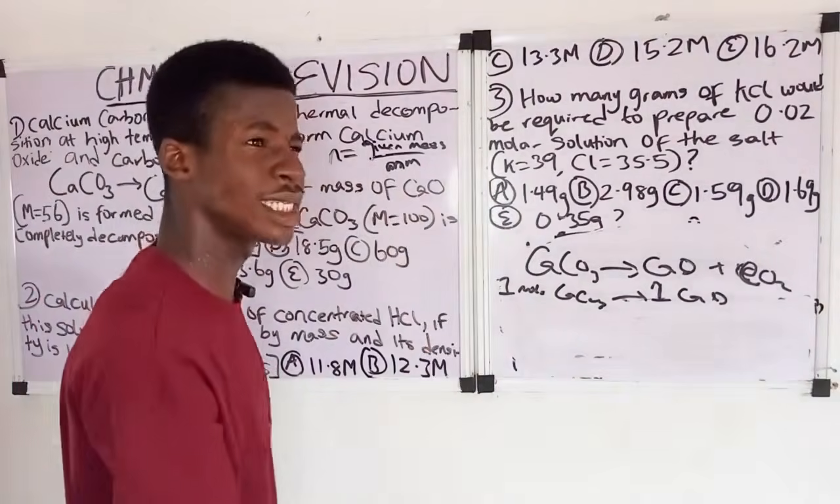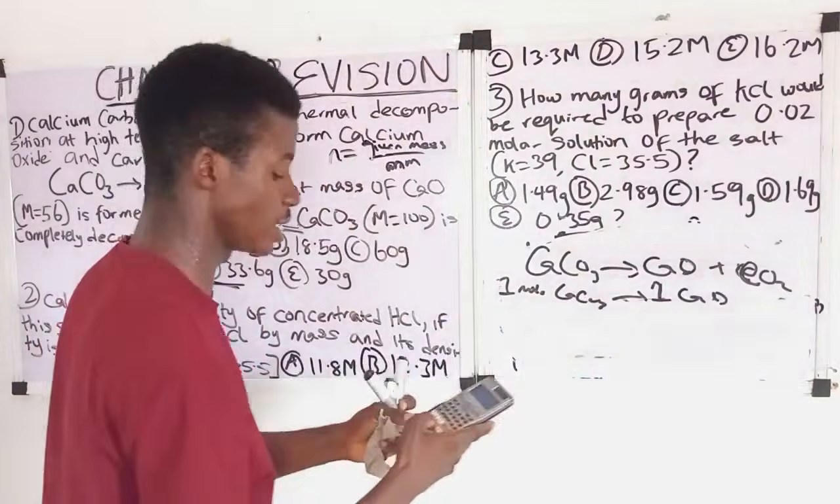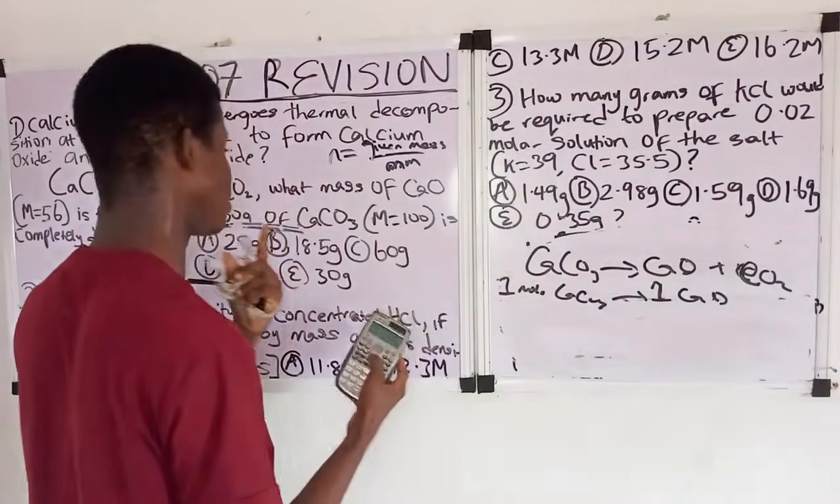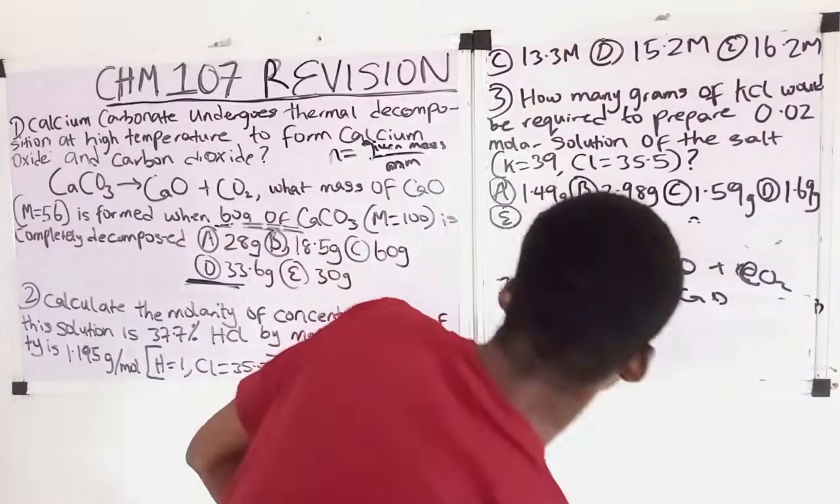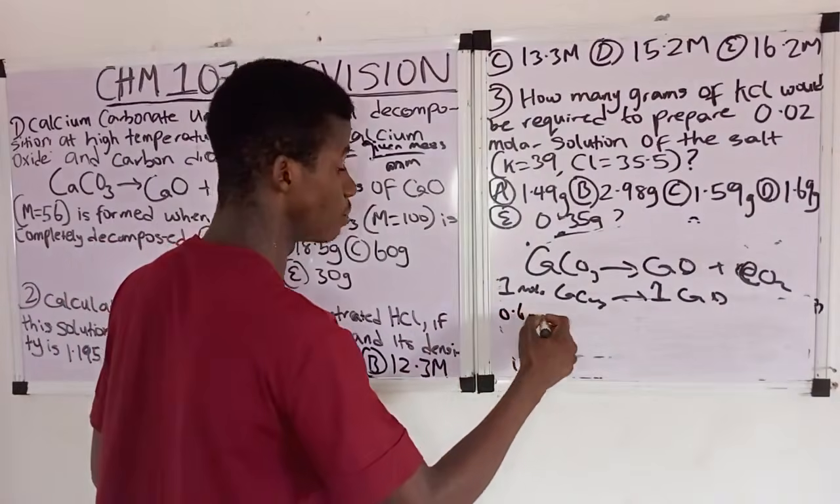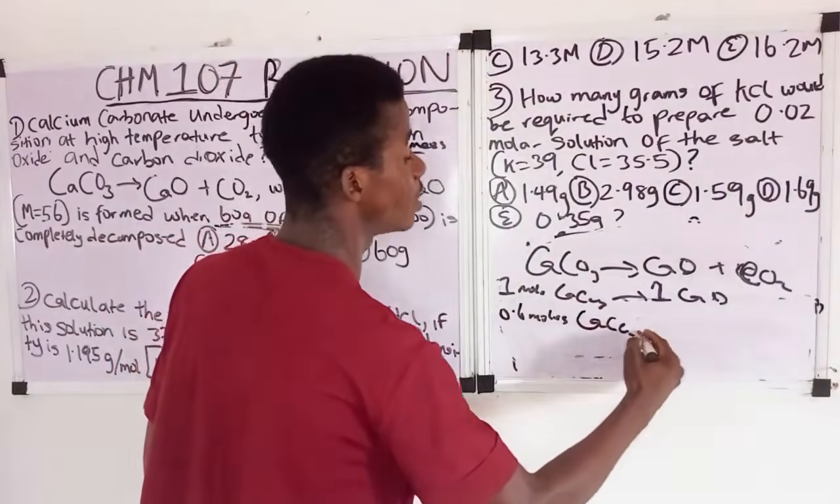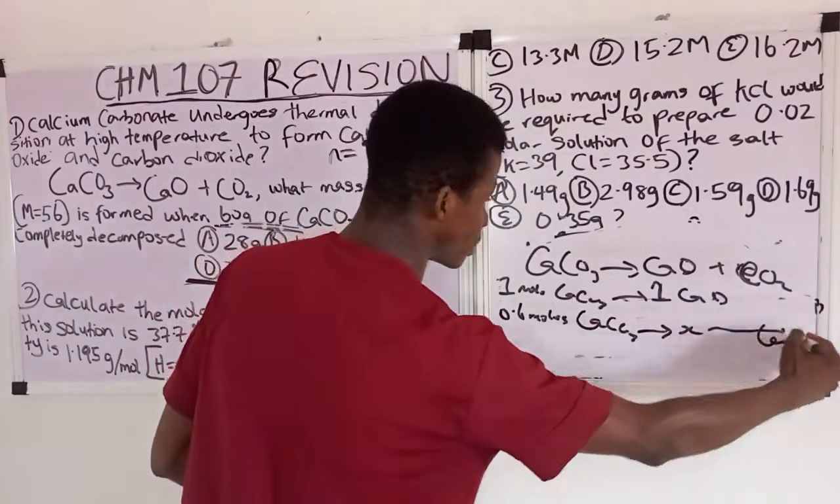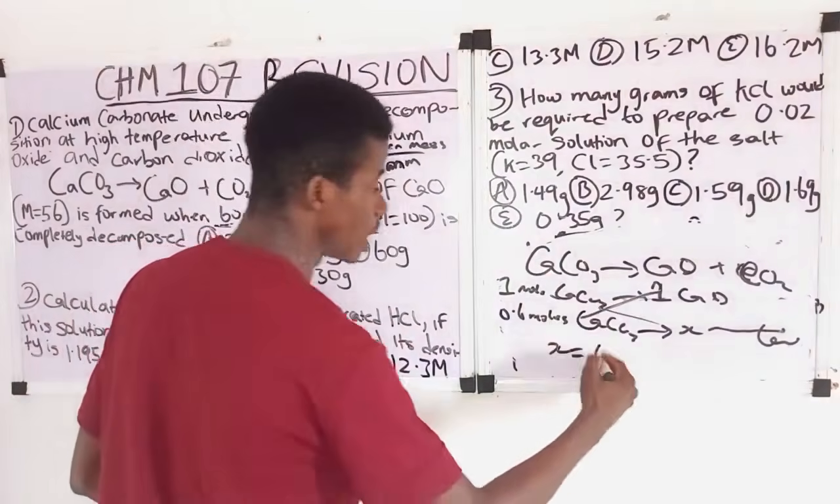to mole. You convert it to mole by dividing the mass by the molar mass. 60 divided by 100, we have 0.6. So if you convert the 60 gram to mole, we have 0.6 mole. We now say 0.6 moles of calcium carbonate will give S mole of calcium oxide, right? Yes. So if we cross multiply, we find out that the mole of calcium oxide formed is 0.6.